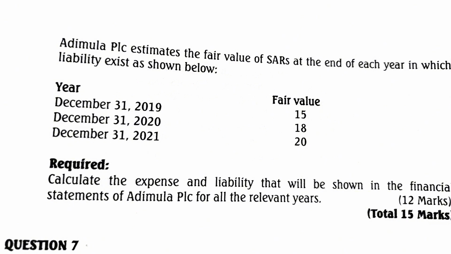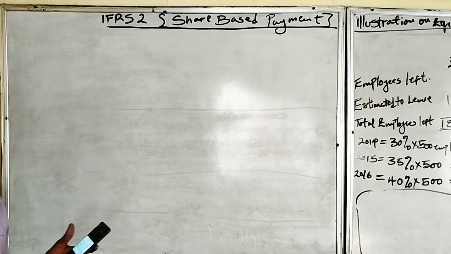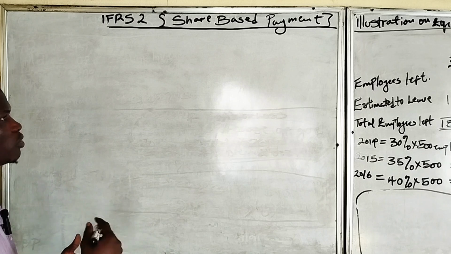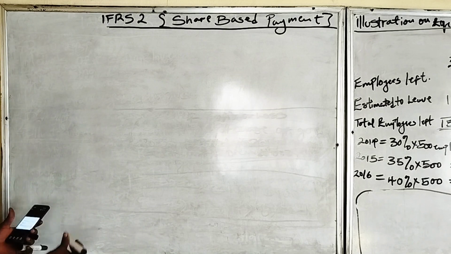Now we can calculate the expense and liability that will be shown in the financial statement of Adimola PLC for all the relevant years, just like we did. So this is on cash settlement. You can see that we have the fair value of these shares at each reporting year end. So that's Adimola PLC.